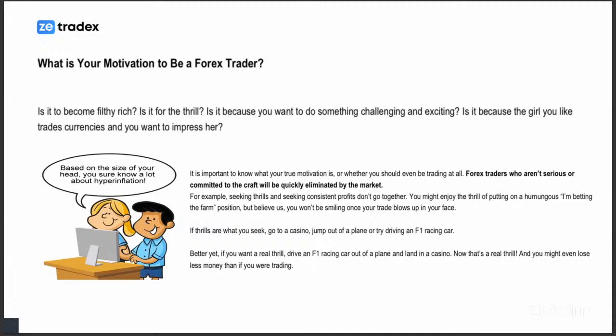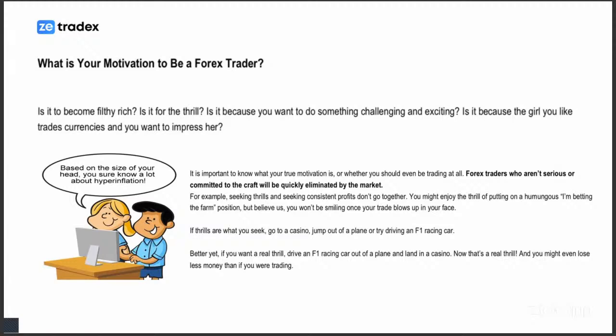Very importantly, this question goes around most of the time. What is your motivation as a forex trader? Is it because you want to become filthy rich? Is it because of the thrill? Is it because you want to do something challenging and exciting? Or is it because the girl you like trades currencies and you want to impress her? Either way, it's important to know what your true motivation is, or whether you should even be trading at all. Forex traders who aren't serious or committed to the craft will quickly be eliminated by the market.